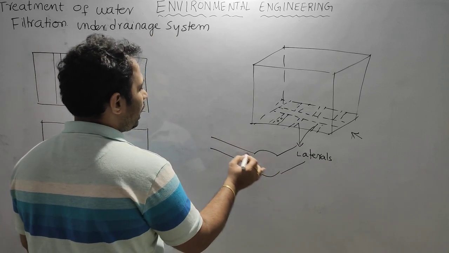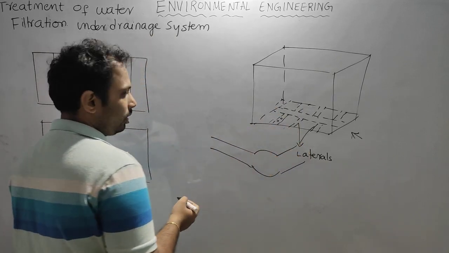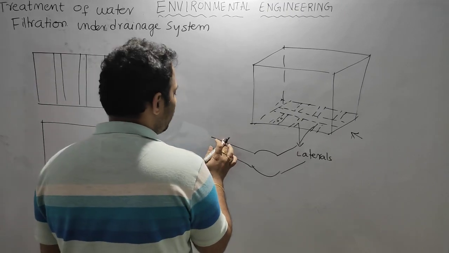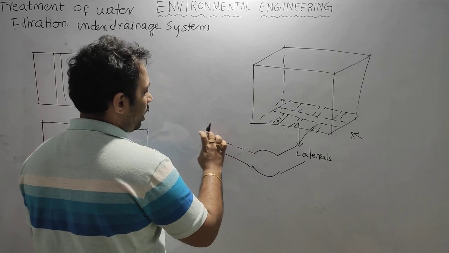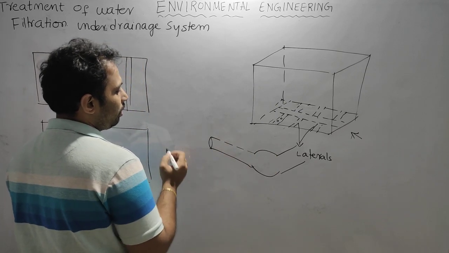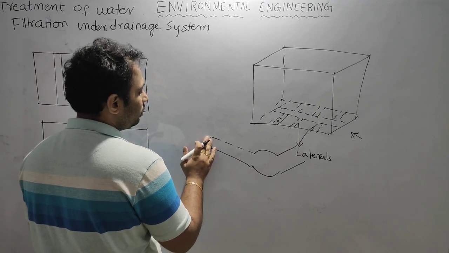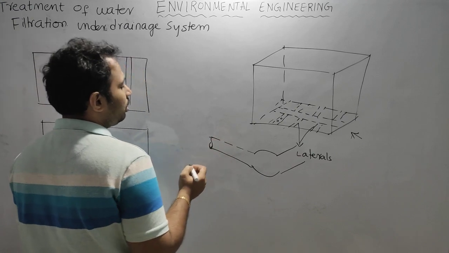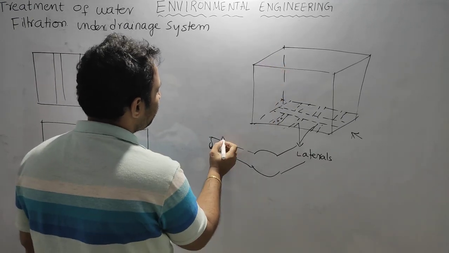So these are the laterals. One lateral for one side, one lateral for the other side. These laterals will have perforations, openings, on them. These are simply pipes. Now here, what happens? In these pipes, the filtered water coming down will enter.